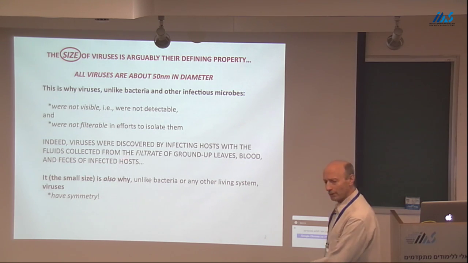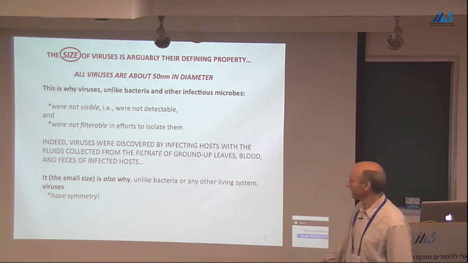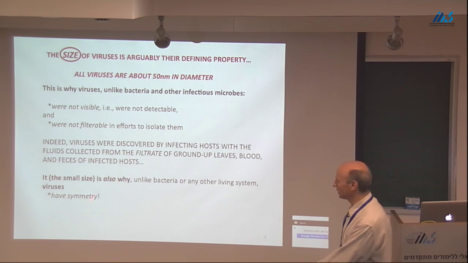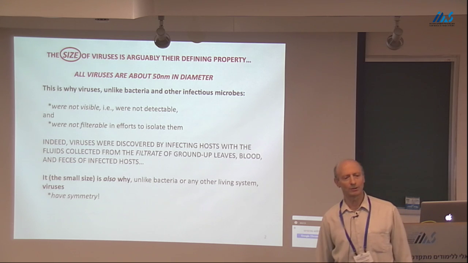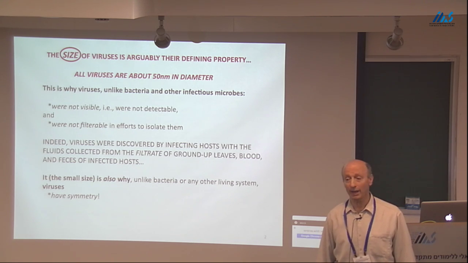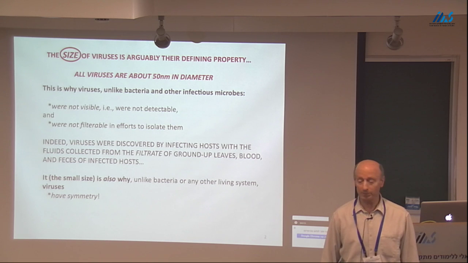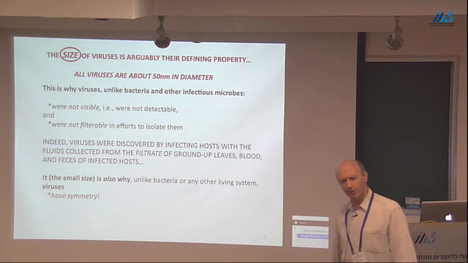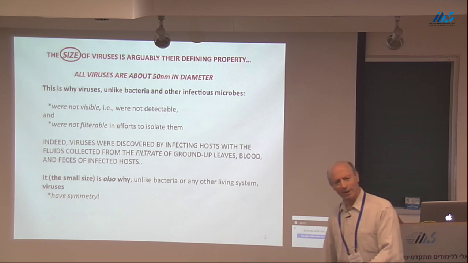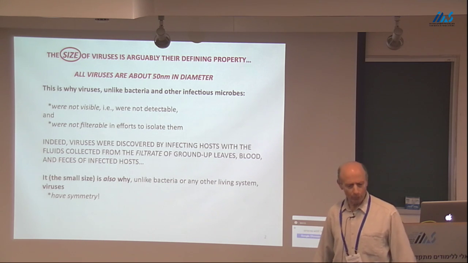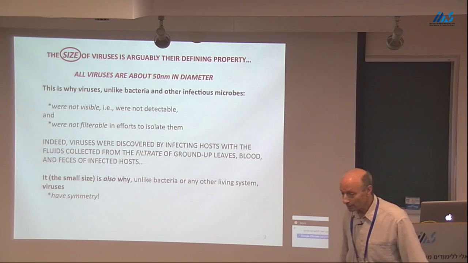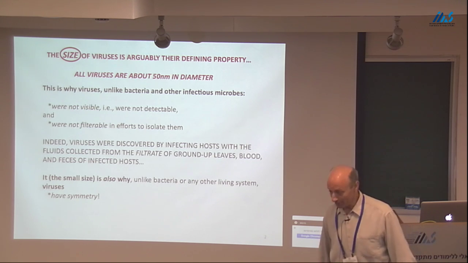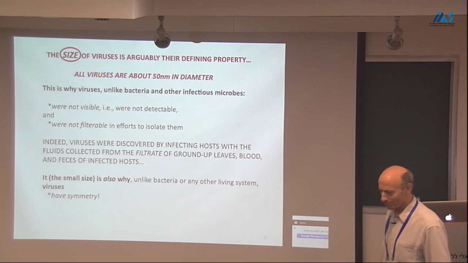I want to talk about another consequence of the size of viruses. This sounds like a non sequitur, but because they're as small as they are, Crick and Watson in 1956 were able to conclude or predict that they should have high symmetry and icosahedral symmetry in particular. Proteins don't have symmetry. Bacteria don't. We don't. We have approximate symmetries, our right-left symmetry.